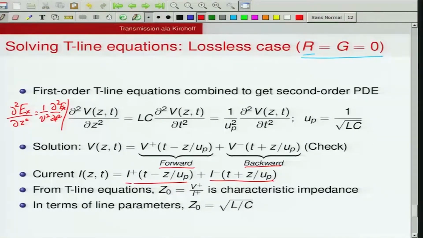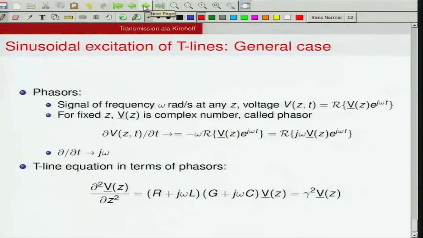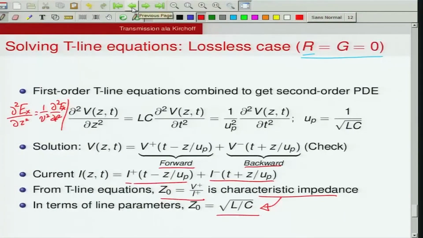Now, if you assume that only forward going waves exist and then take the ratio of the forward voltage to forward current amplitudes, you will see that the ratio turns out to be a number Z0 given by square root of L by C, and this has units of ohms, and is called the characteristic impedance. For a lossless line, the characteristic impedance is completely real and is given by square root of L by C. We will come back to the generalized expression sometime later.